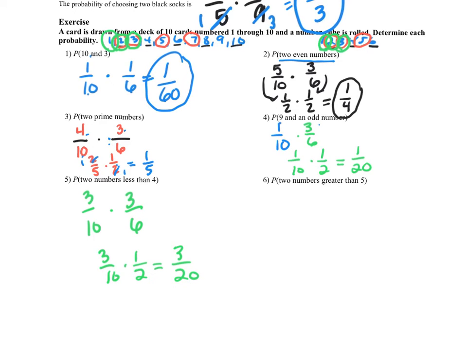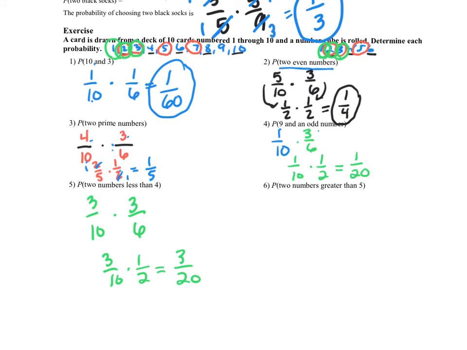Okay, so numbers greater than 5. So our numbers greater than 5 are going to be 6, 7, 8, 9, and 10. So 5 out of 10. And our numbers greater than 5 are going to be 6 over here. So 1 out of 6. I'm going to reduce this to 1/2. 1/2 times 1/6 is 1/12. Understand that every problem, we go back to a full set of pencils. So understand that concept, okay?